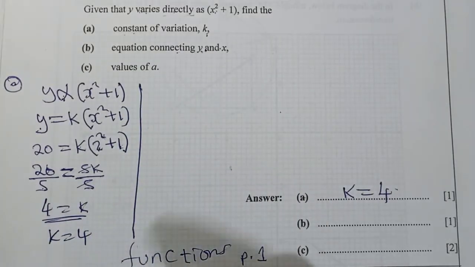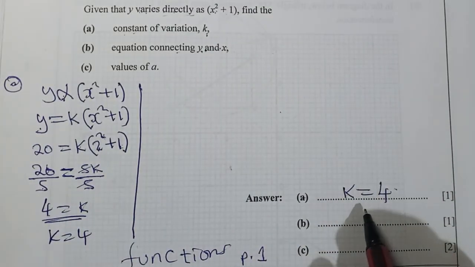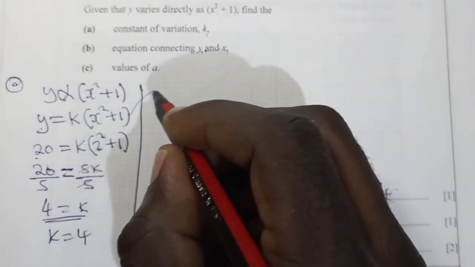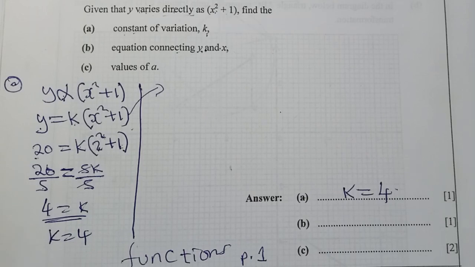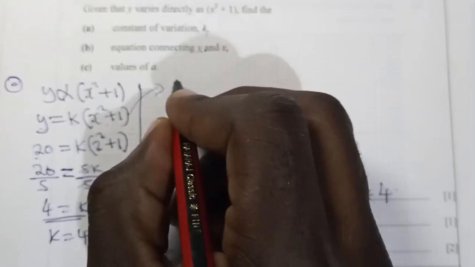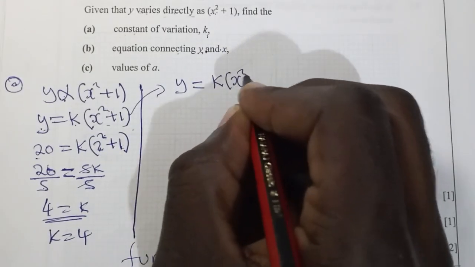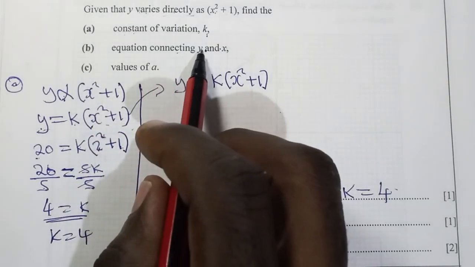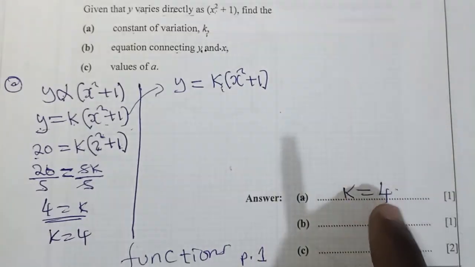This is very simple. When the question says find the equation connecting y and x, it's just a matter of replacing k with 4. That's all. So let's rewrite this one that we solved: y equal to k, open bracket, x squared plus 1. In this case, we're looking for the equation having y and x only, so it's just a matter of putting in k. K we have found already.